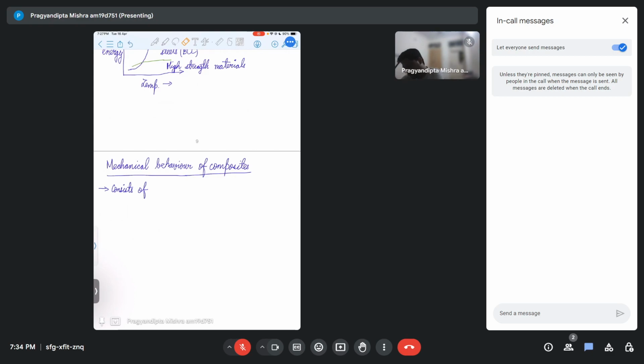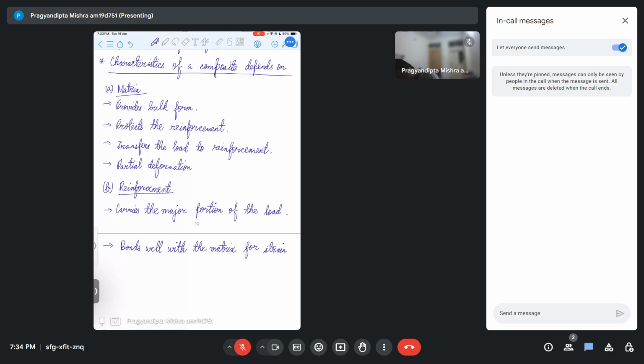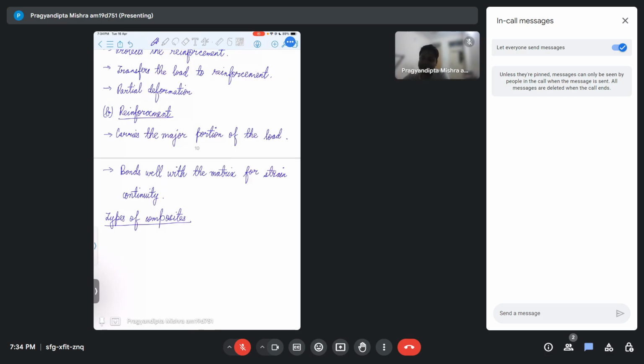So how do we classify composites? So what are the types of composites, or how do we classify composites? So we can classify them based on matrix. Okay. So the first classification is based on matrix. What kind of matrix does it have? If it has a metal matrix, then depending on that, it will have certain behaviors.